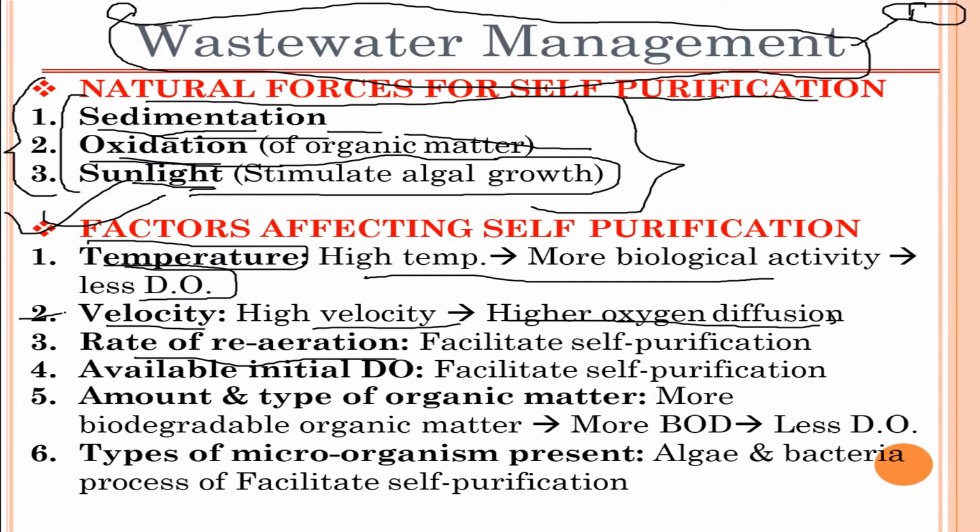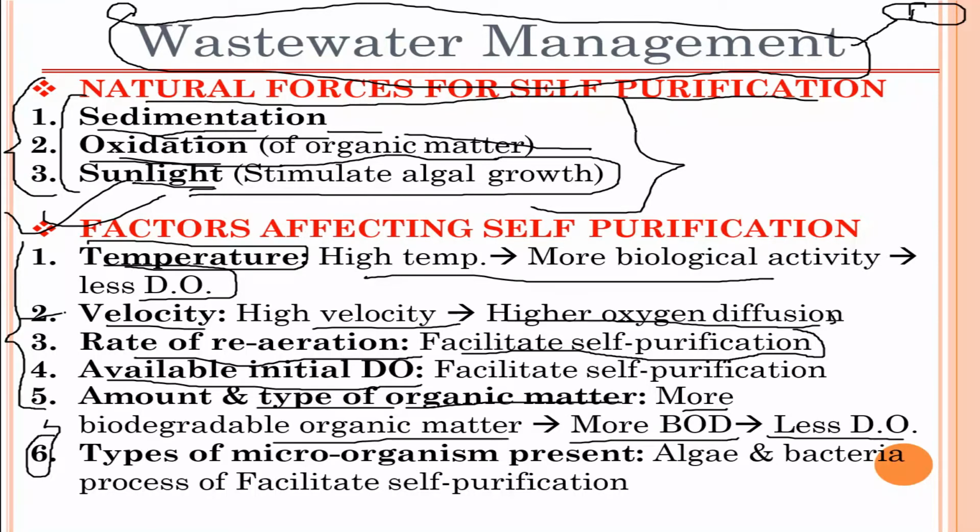Also talking about the rate of re-aeration, which facilitates self-purification. So basically temperature, velocity, rate of re-aeration, availability of initial dissolved oxygen, and amount and type of organic matter. Also, the more biodegradable organic matter, the more is the BOD and the less is the dissolved oxygen. All of these points are very general, and definitely temperature, velocity, rate of re-aeration and aeration, availability of dissolved oxygen and amount and type of organic matter is something understandable and one knows.